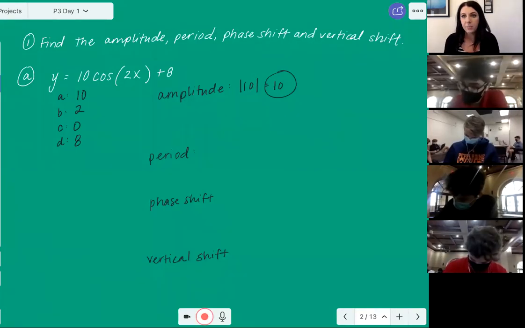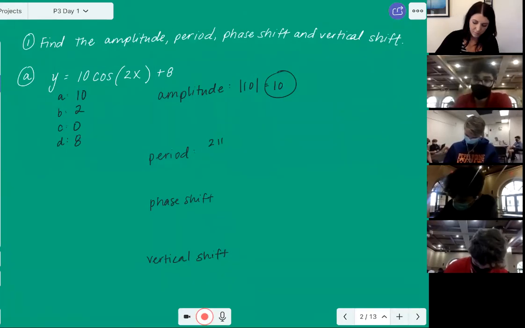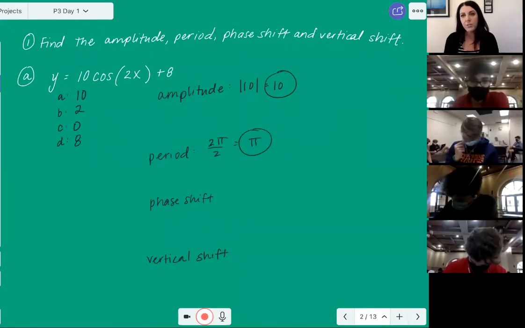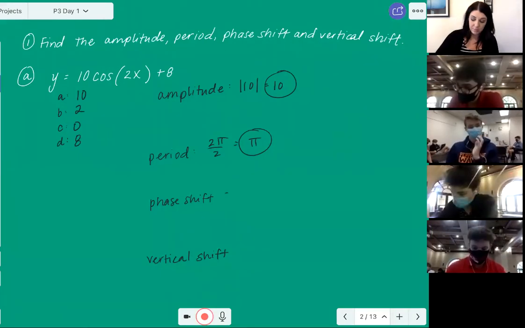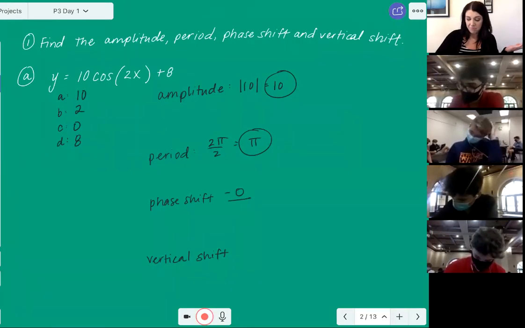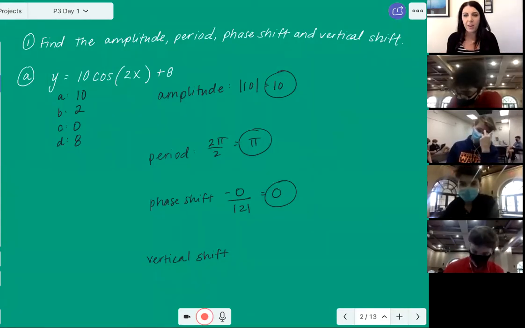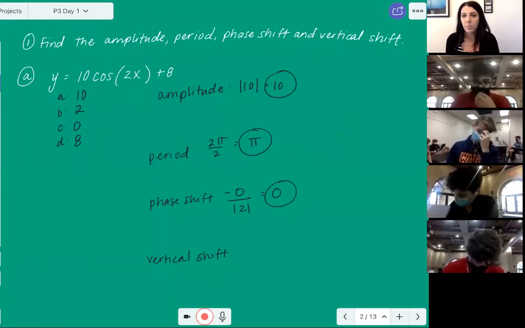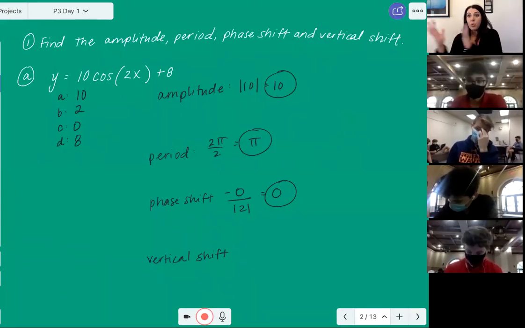What's the period? 2 pi over 2, which is, if you divide it, it just becomes pi. Fantastic job. What's our phase shift? Looks negative, I guess negative 0 over, I guess, absolute value of 2, which is just 0. Perfect. So what does that mean that I got a phase shift of 0, Sam? It just doesn't move horizontally. It doesn't move left or right.